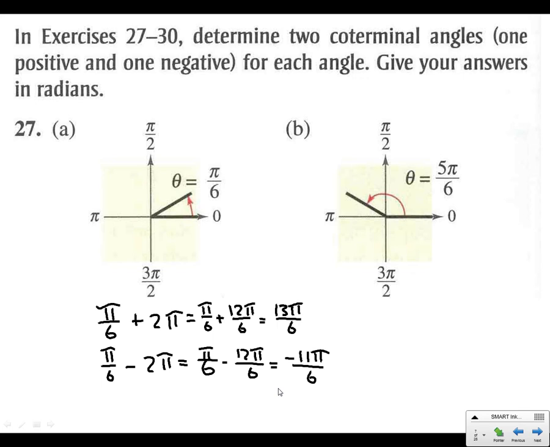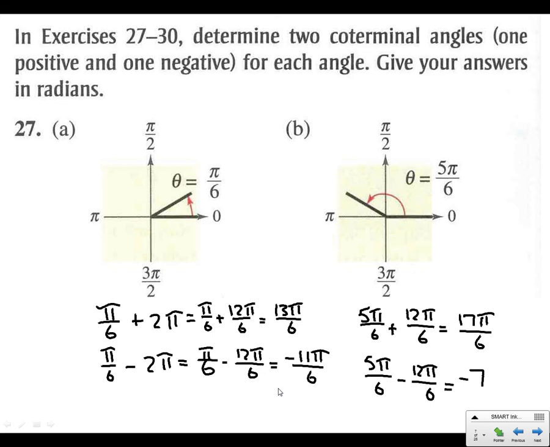Let's go ahead and do the same thing for example B, 5 pi over 6 plus 2 pi, 5 pi over 6 minus 2 pi. So let's again call it 12 pi over 6. And so here we'll end up with 17 pi over 6. And another coterminal angle would be negative 7 pi over 6.